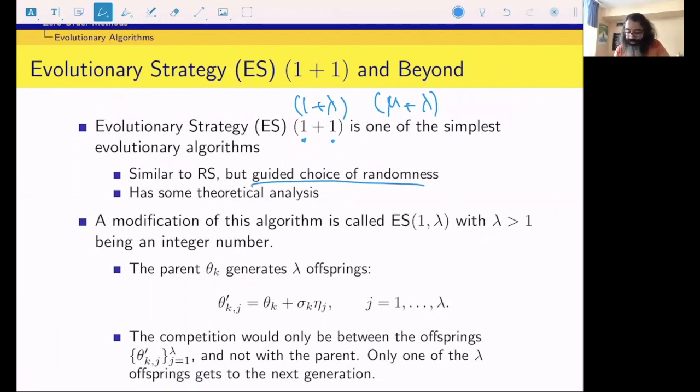The other reason I mention it is that it has some theoretical analysis. This is one of the methods that actually comes with some proofs of convergence for some class of functions. But more complex methods usually don't have any theoretical studies.